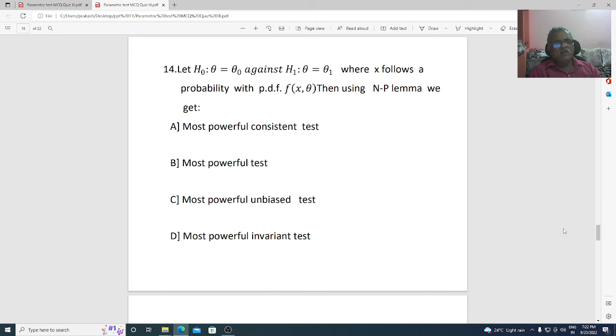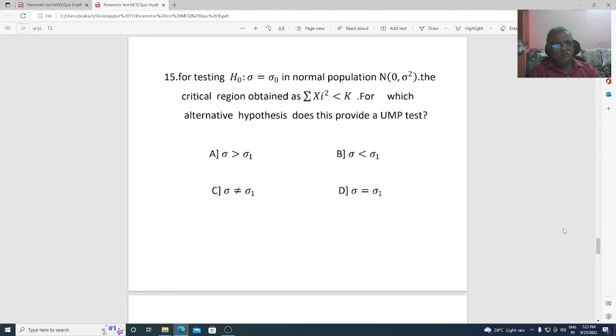Question number 14. Let H0: theta equal to theta naught against H1: theta equal to theta 1 where X follows a probability distribution f(x; theta). Then using Neyman-Pearson lemma we get the most powerful consistent test, most powerful test, most powerful unbiased test, most powerful invariant test. The correct option is B, most powerful test.